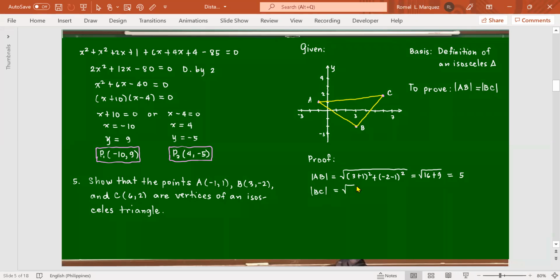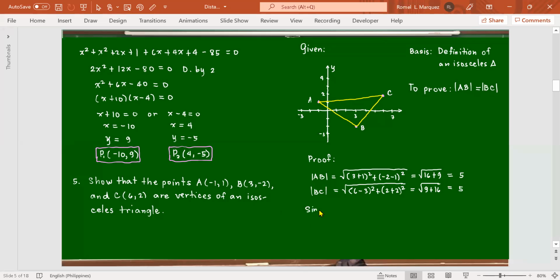What about BC? What's the length of BC? We have 6 minus 3, quantity squared, plus 2 minus negative 2, quantity squared, getting square root of 9 plus 16. So same, no? 5 also. So no need to compute for the third. It guarantees that there are two equal sides already. Therefore, this is an isosceles triangle.